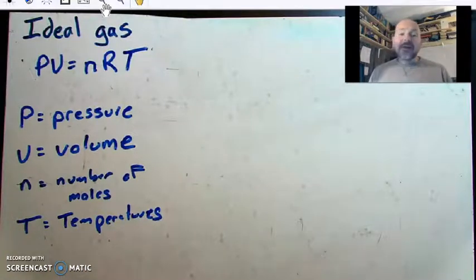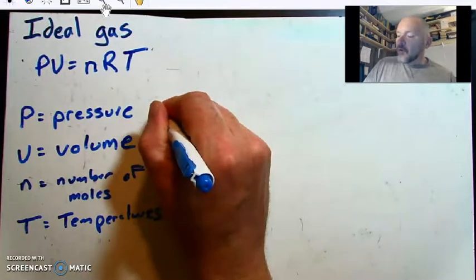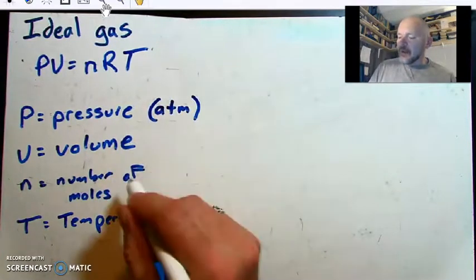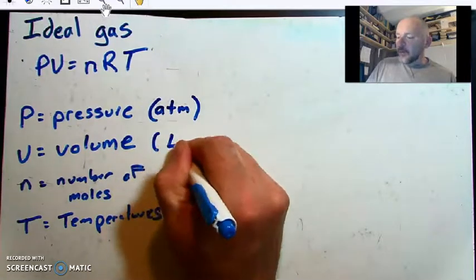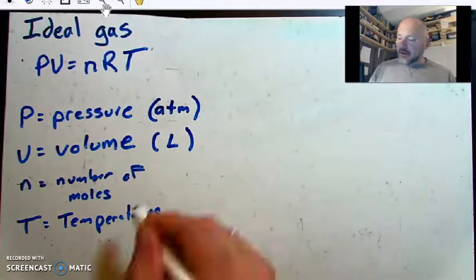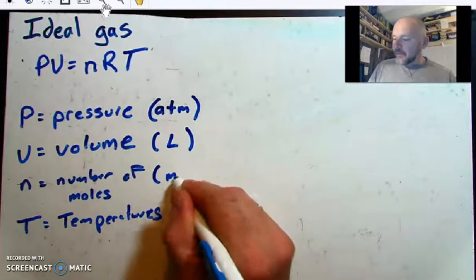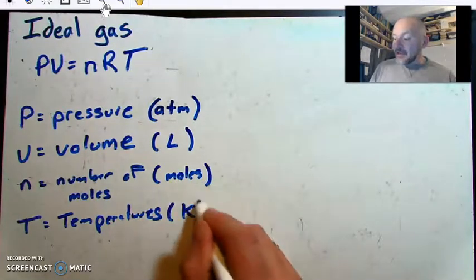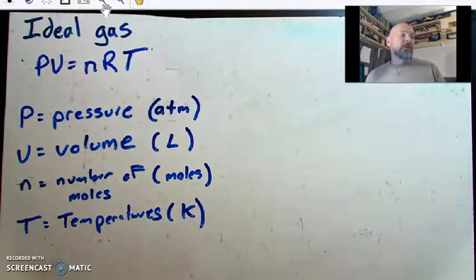Now, the units are important in the ideal gas law. Pressure is going to be in atmospheres. Volume for our problems is going to be in liters. Number of moles is going to be in moles, and temperature has to be in Kelvin. We are dealing with gas law problems, so if your units aren't in one of these, you are going to have to change them.